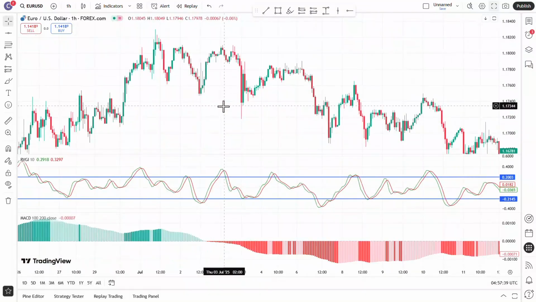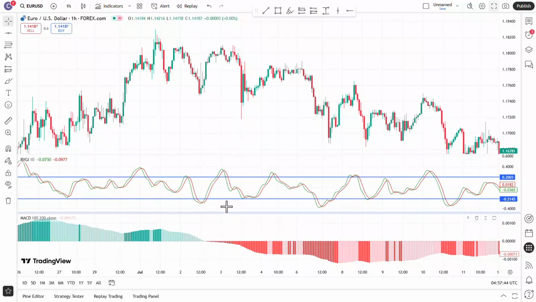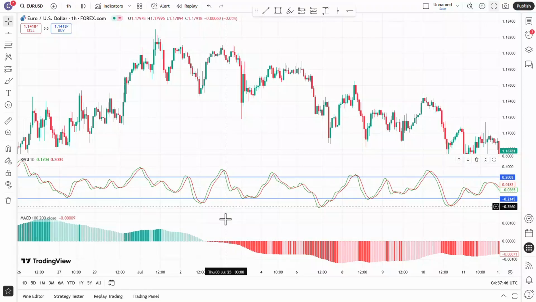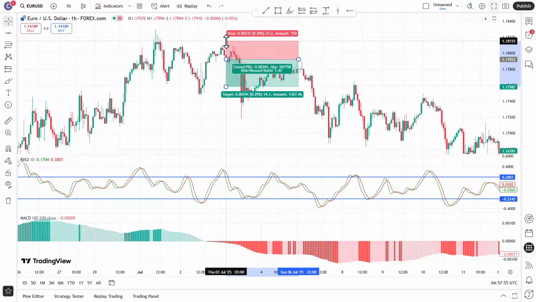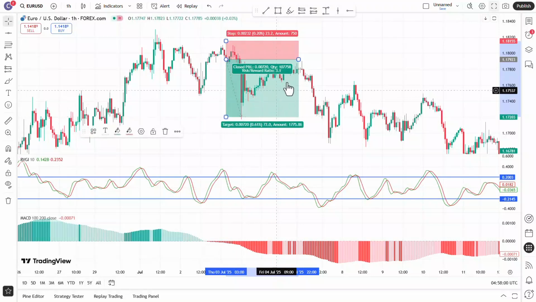For a short entry, it's the exact opposite. The signal line crosses below the RVI line. This crossover happens above the 0.2 level in the overbought zone, and the MACD histogram must be dark red, not light red. Again, if the MACD is only showing a light red histogram, skip the trade. It means the market isn't ready to drop yet. So enter a trade here. Set your stop loss just above the previous high. Set your target at a 1 to 3 risk reward ratio, same as the long setup.